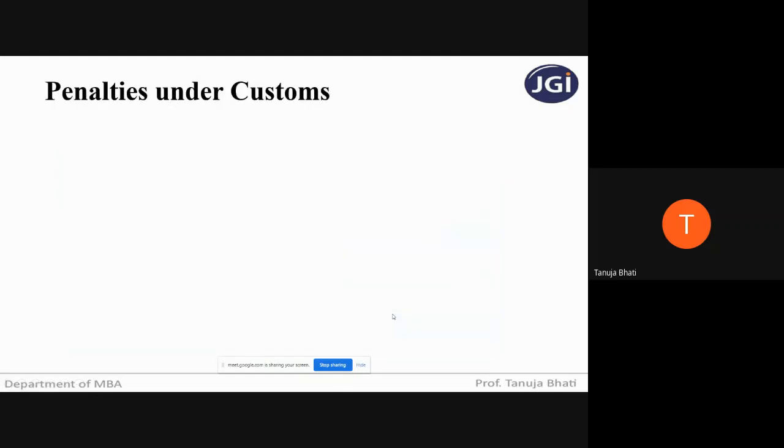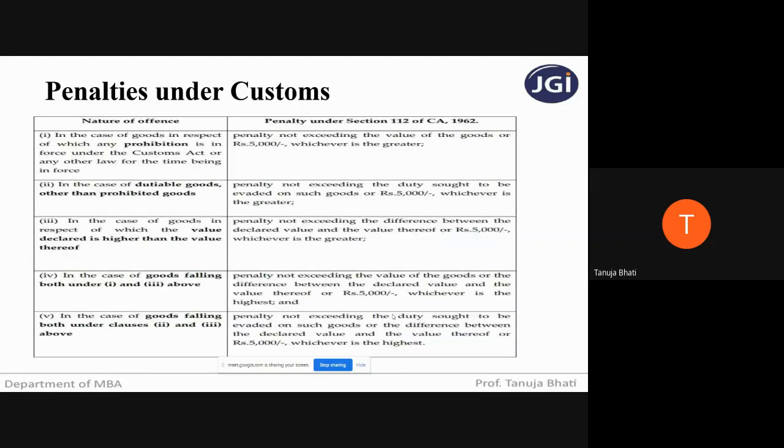Next, let us see penalties under customs. Penalty is nothing but a fine, an imposition imposed by the customs authorities on the importer or exporter. So there is a charge. Now let us see for what different offenses, what are the different penalties under customs.